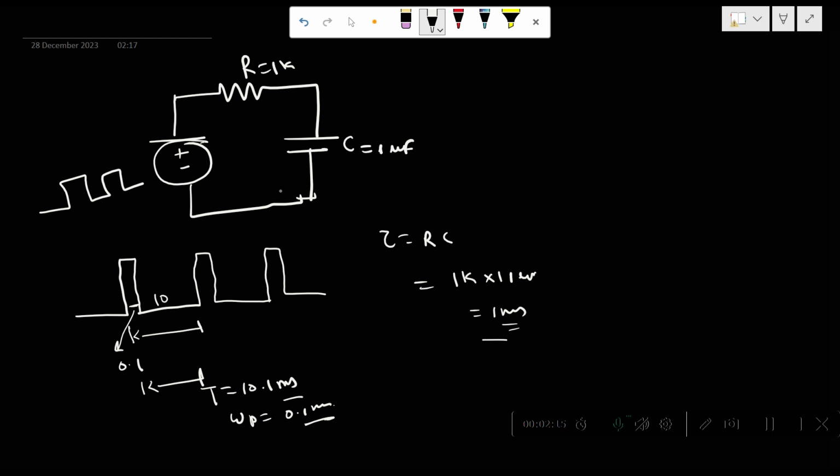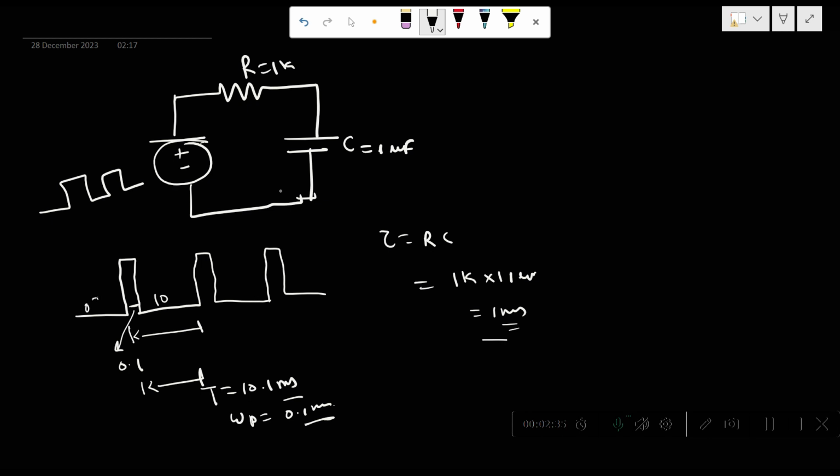What does tau represent in general? It represents that it requires 1 millisecond to charge almost 63%, right? But what we have is just 1/10 of that. It means the capacitor will not be completely charged given the pulse width or T on.